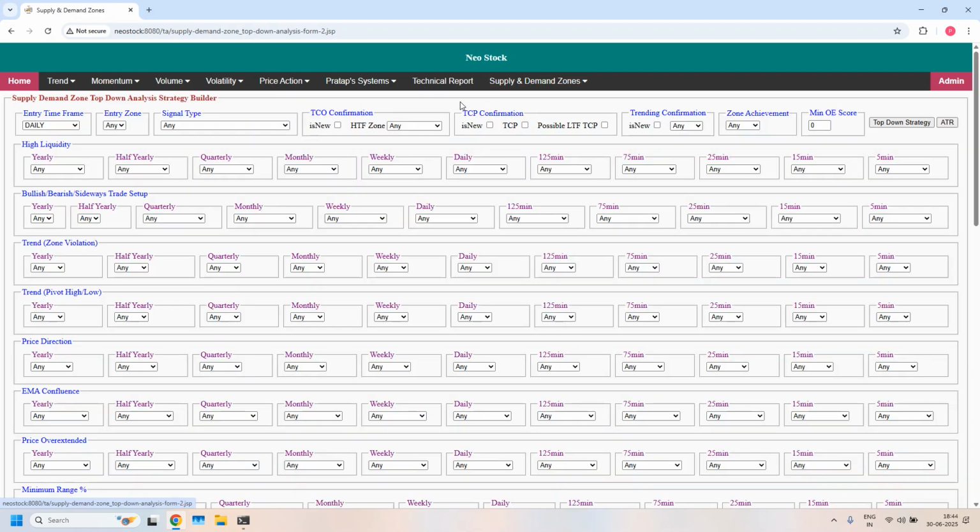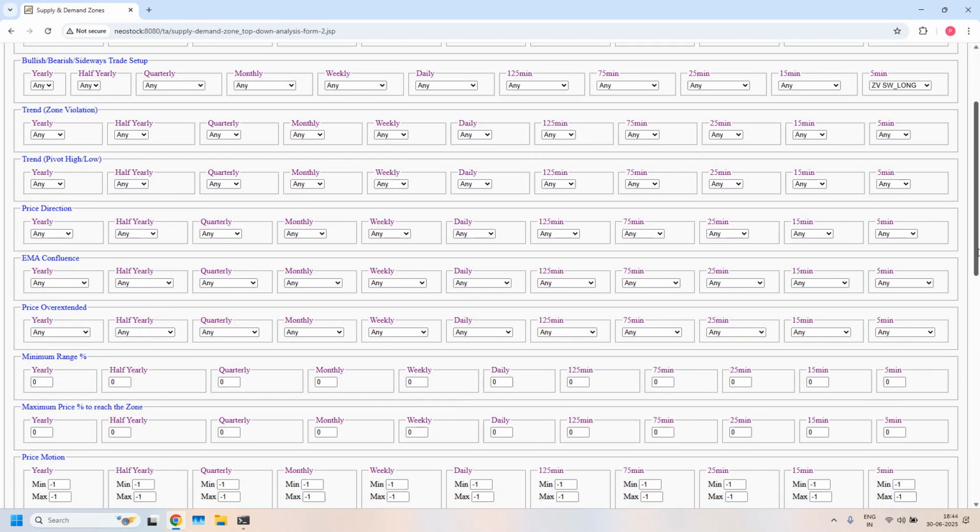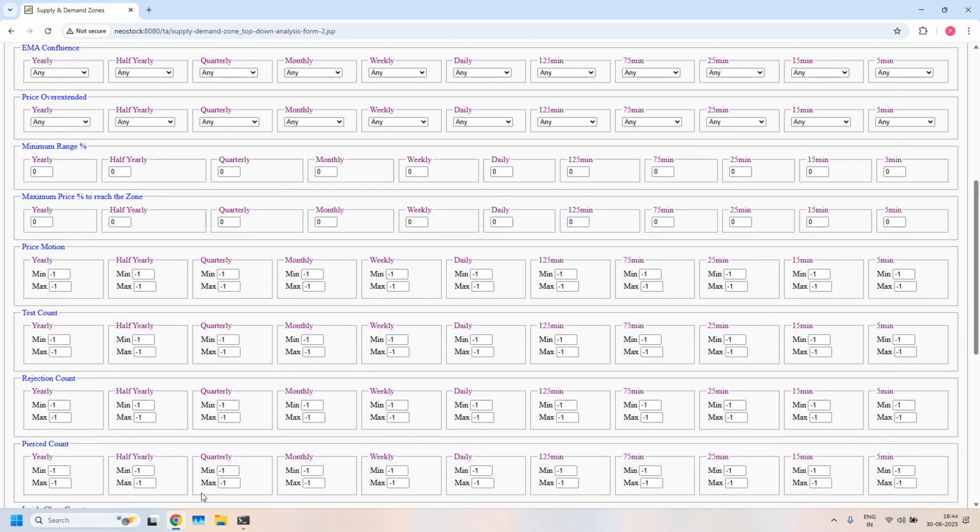For hourly income trade, entry time frame is 5 minutes. Entry zone, demand zone. At 5 minutes, I am selecting sideways long. Zone achievement VOZ. Minimum odd enhancer score 11 for sideways. Sorry, here it should be 5 minutes demand zone. Hourly income trade entry time frame 5 minutes. So 5 minutes demand zone should not be pierced. So in the pierced count at 5 minutes time frame, minimum value 0, maximum value 0.